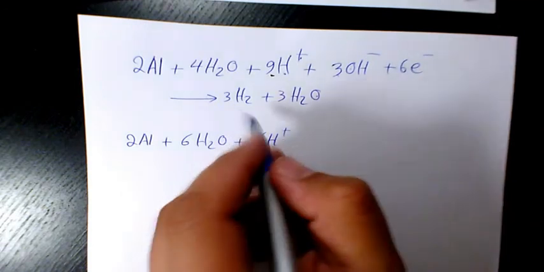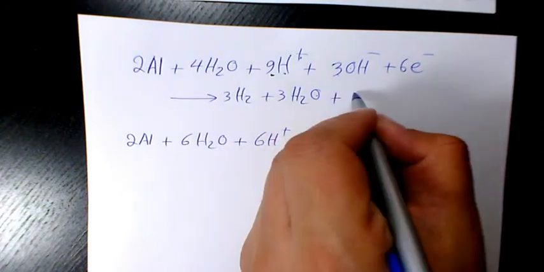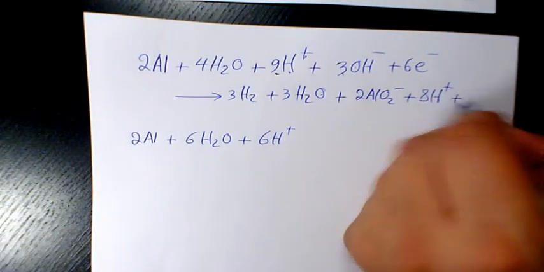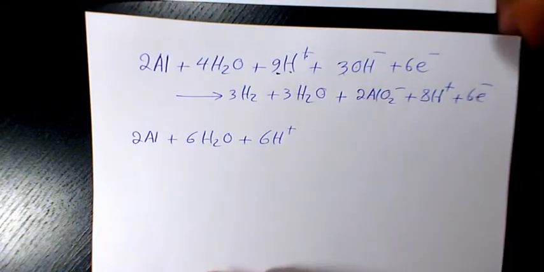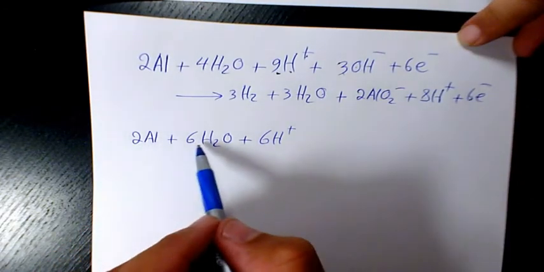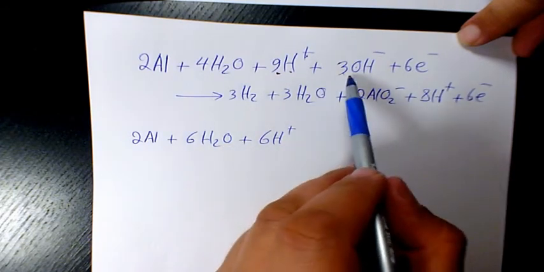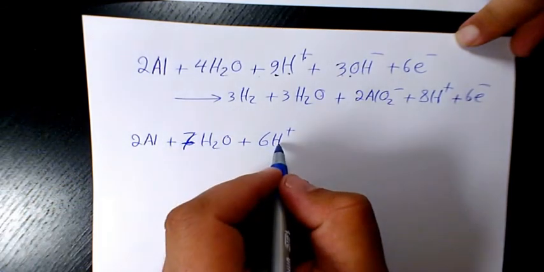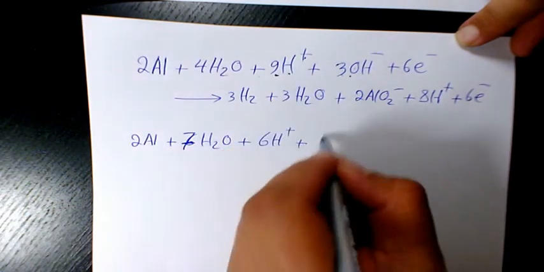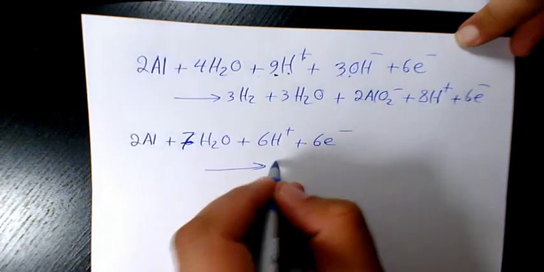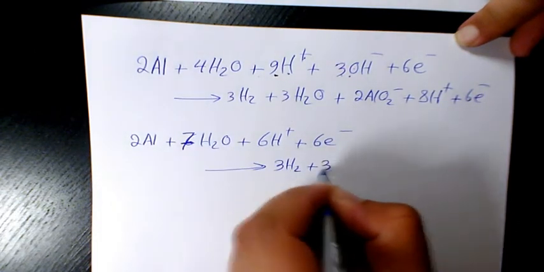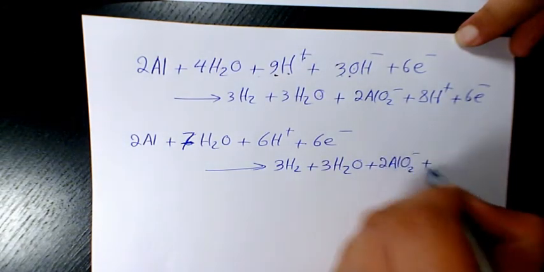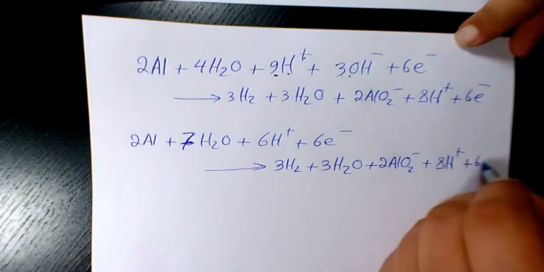And here I forgot to write, in the second one, the 2AlO2 minus plus 8 protons and 6 electrons. So here is going to be 3 of them. So 3 plus 4 is going to be 7 actually. And here we have 6 protons plus 6 electrons. And on the product side, we have 3 hydrogen, 3 water molecules, 2 AlO2 minus plus 8 protons and 6 electrons.